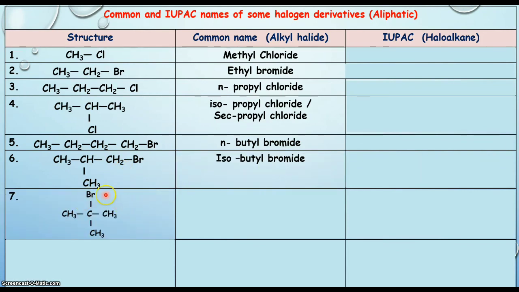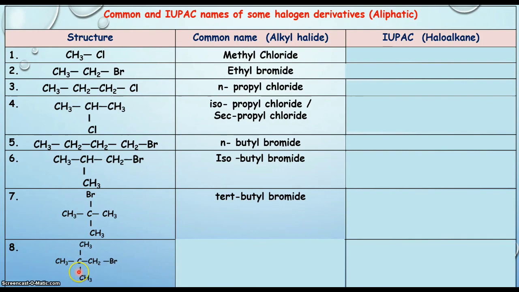Next example, in this bromine is bonded to a tertiary carbon atom. This is a tertiary carbon atom. Why? Because this carbon atom is bonded to 3 other carbon atoms. The common name of this structure is tertiary, that is third butyl bromide.